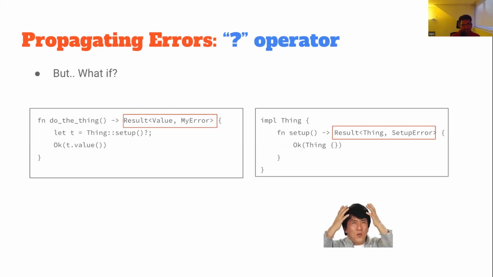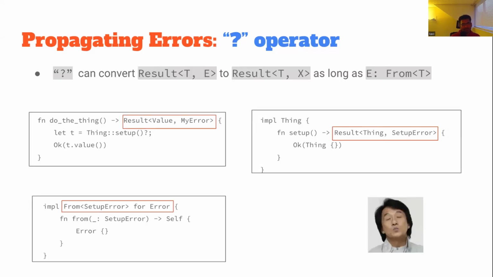But there is a catch though. Let's say there is a function, do the thing, and inside do the thing itself, it returns some error, my error type. And inside the function, you call thing setup, which is returning a setup error. But still you're using a question mark. So how does this operator handle this case? Because now the function is returning a setup error, but your API is returning a my error. So how does it work basically?